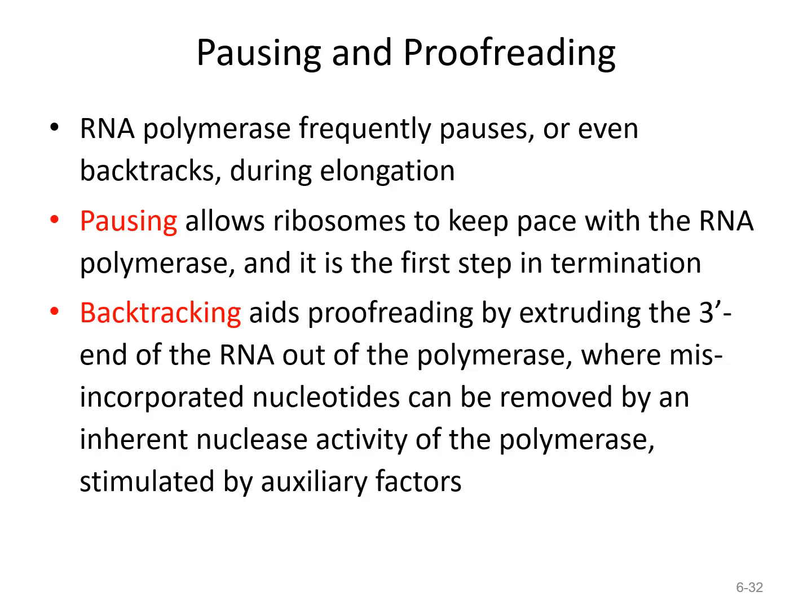And during the transcription, RNA polymerase frequently pauses, even backtracks during the elongation. This is because the pausing allows the ribosome to keep pace with the RNA polymerase, and it is the first step in termination. And backtracking can help to proofread the newly synthesized RNA. If a wrong nucleotide is incorporated into the RNA strand, then it can be removed, and the polymerase can backtrack and then resynthesize the correct RNA.